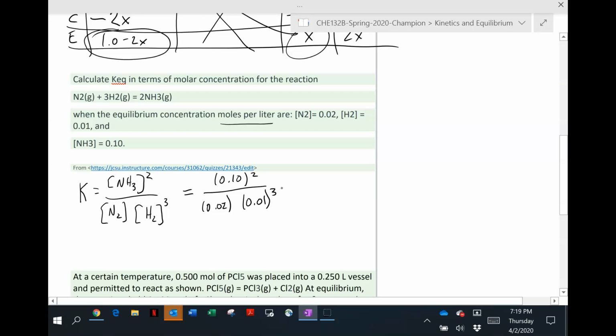So we're going to put those in a calculator, and we have to be careful to make sure we do everything in the right order here. So I have 0.1 squared, divide that by 0.02, and then divide it again by 0.01 cubed, and I get 50,000.